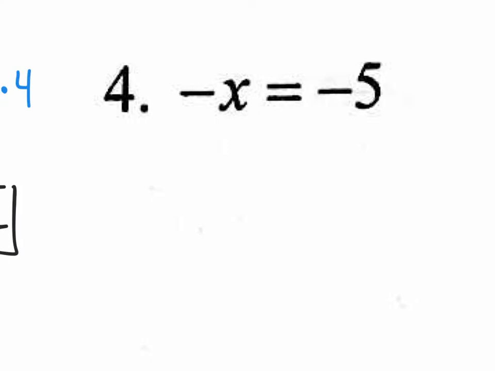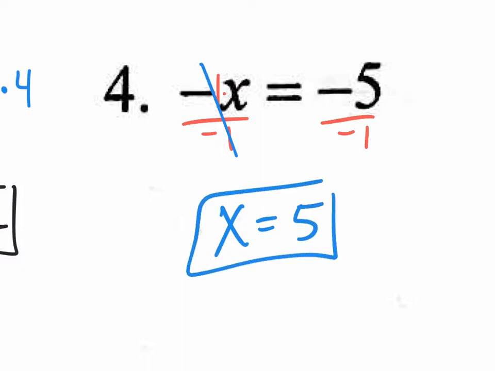Number 4. Again, you want x all by itself. You don't want a negative x. You want a positive x. So you could say, okay, I have a negative 1 right here times x. How do I get rid of the multiplication of negative 1? I divide by negative 1. I divide by negative 1. So this does cancel out. I now have a positive x. X equals a negative 5 divided by a negative 1 is a positive 5. Or you could have done the easy thing and said, okay, this is a negative x. I'm just going to change the sign. And what I do to one side, I do to the other. Change the sign over here. So x equals 5 either way.